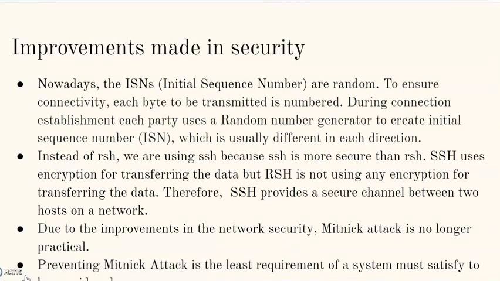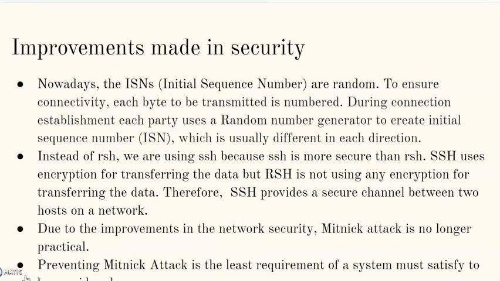The improvement made in security after this attack was that nowadays initial sequence numbers are random, to ensure there is no numeric pattern for generating the initial sequence number. So to ensure connectivity, each byte to be transmitted is numbered. During connection establishment, each party uses a random number generator to create an initial sequence number, which is usually different in each direction. Another major improvement made in network security is that a new protocol called SSH was developed.